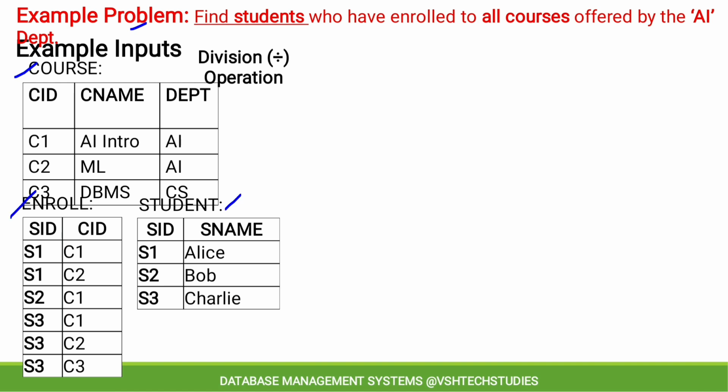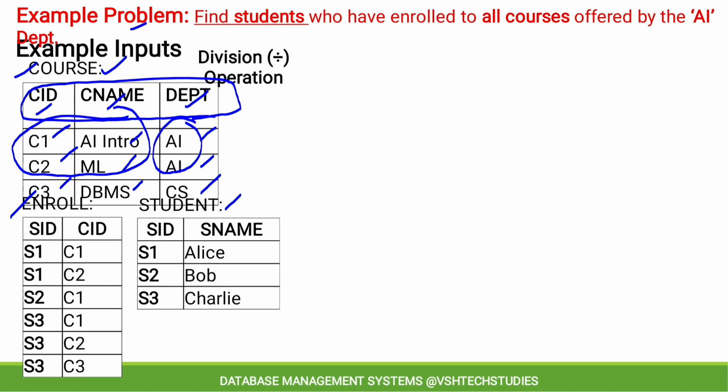So the course relation stores the subject related details, that is course ID, that is subject ID, C name, that is for subject name, and this is offering department. So these three are the column names or attributes in the course relation. The data is C1, C2, C3, the three CIDs, that is course IDs. Respective course names are AI Introduction, ML, DBMS, and offering departments are AI and CS. So these two subjects are offered by the AI department and this subject is offered by the CS department. So that is about the course relation.